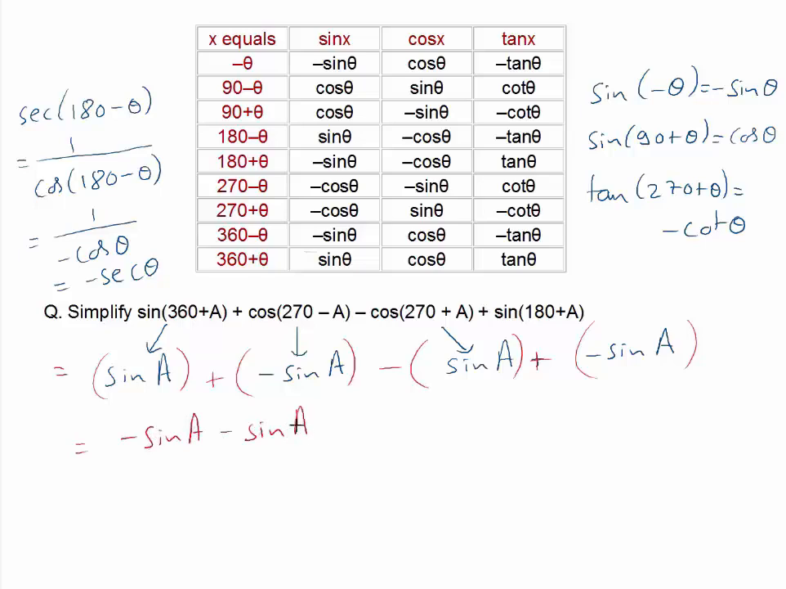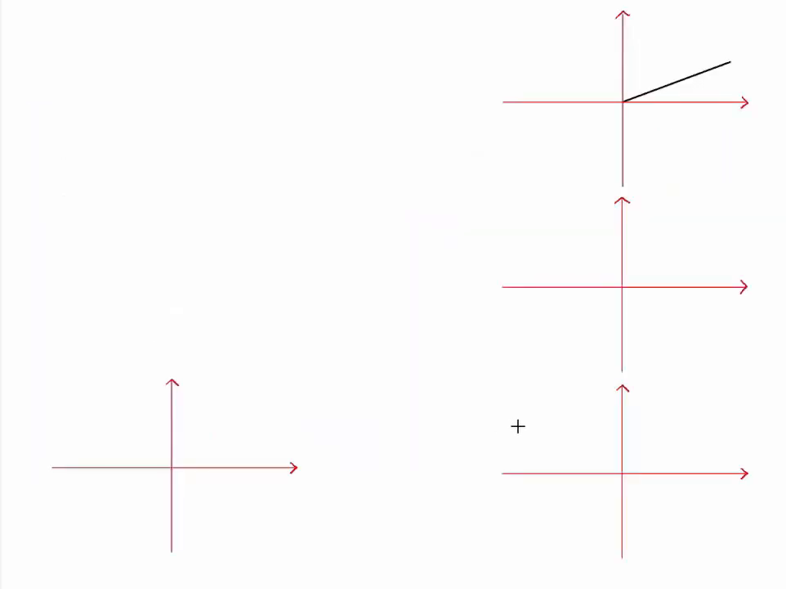So that would be equal to minus 2 sine a. So that's the final answer. Next are a few properties that we need to keep in mind. First point is that all the angles are measured from the positive direction of the x-axis.